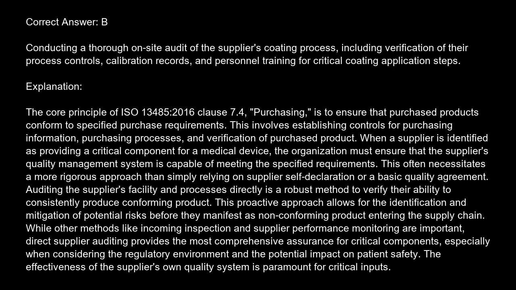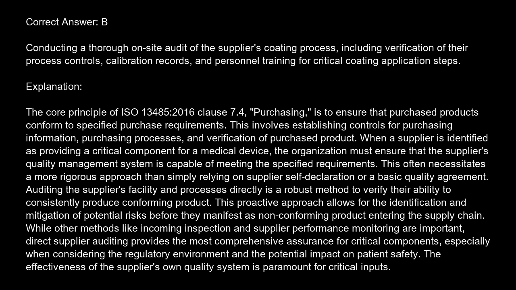The correct answer is B. Conducting a thorough on-site audit of the supplier's coating process, including verification of their process controls, calibration records, and personnel training for critical coating application steps. Explanation: the core principle of ISO 13485:2016 Clause 7.4 Purchasing is to ensure that purchased products conform to specified purchase requirements. This involves establishing controls for purchasing information, purchasing processes, and verification of purchased product.